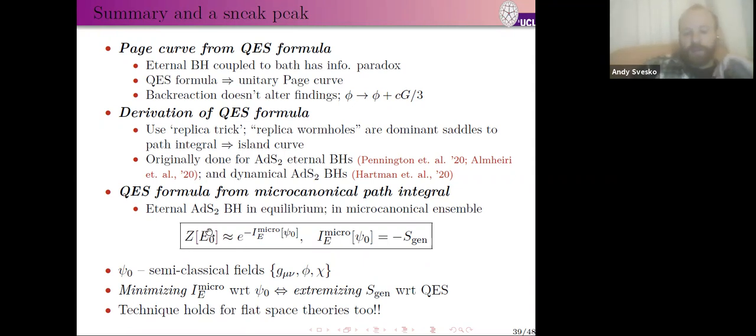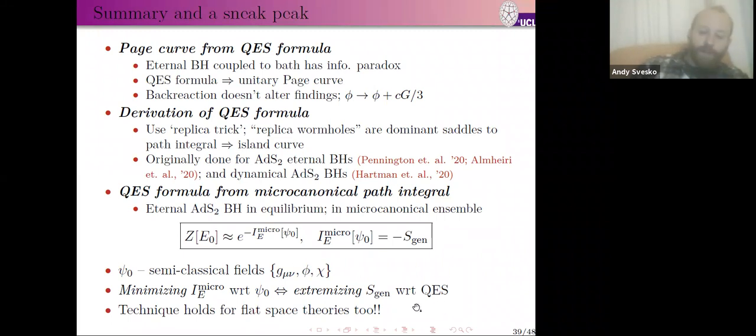But also, this description of the microcanonical path integral has also been worked out for higher dimensional models of gravity and other theories of gravity as well. So the hope is, in principle, though we have no calculations to show this, that this method would be able to describe or derive a QES formula for these other gravitational systems as well.